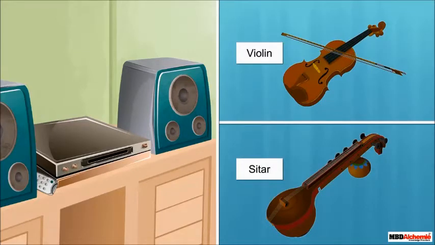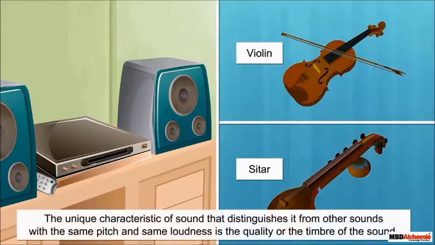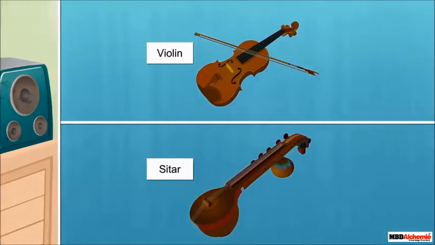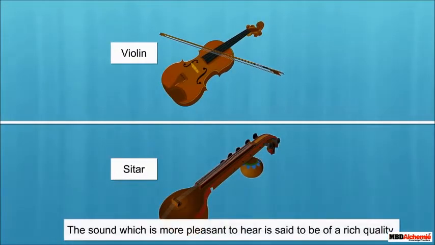Both the instruments were producing the sound with the same pitch and loudness. But still, we could identify the difference in the instruments because of the type of sound they are producing. The sound produced by every instrument has a unique characteristic that distinguishes it from other sounds with the same pitch and same loudness. This characteristic of sound is the quality or the timbre of the sound. The sound which is more pleasant to hear is said to be of a rich quality.